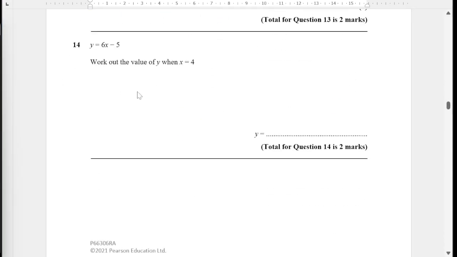Okay, question 14. Work out the value of y when x is equal to 3. So y is going to be equal to 6 times by 4 minus 5. So 6 times by 4 is going to be 24, and 24 minus 5 is going to be 19.